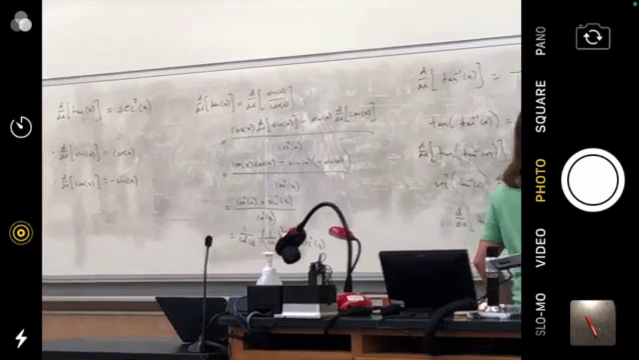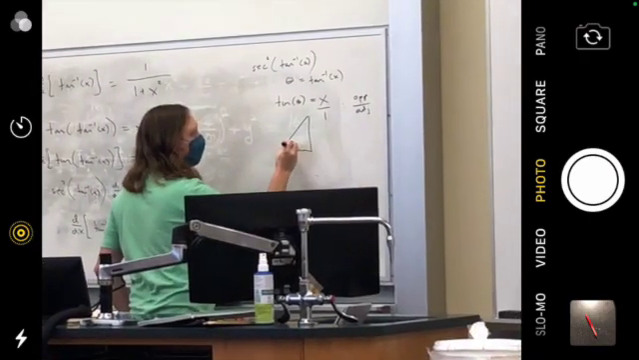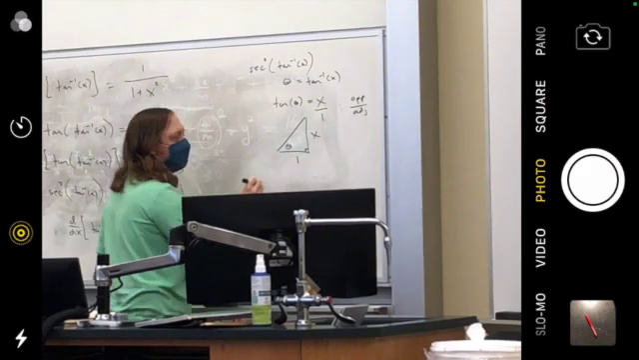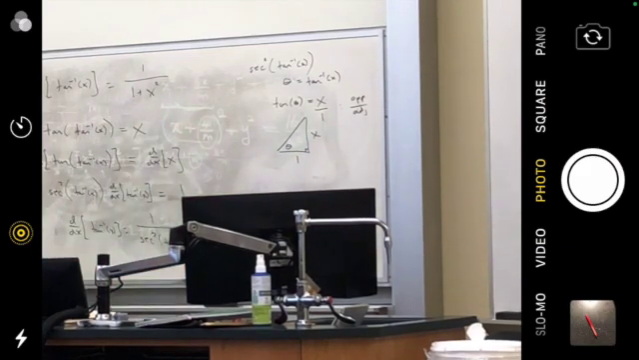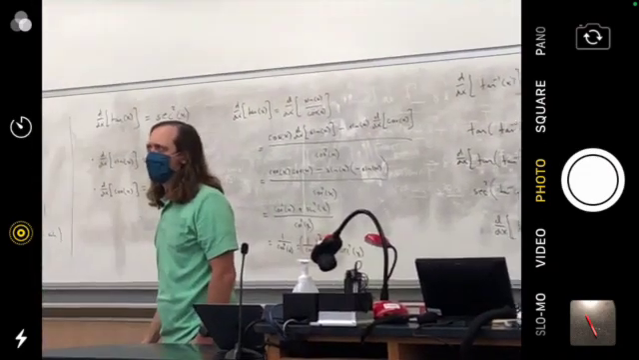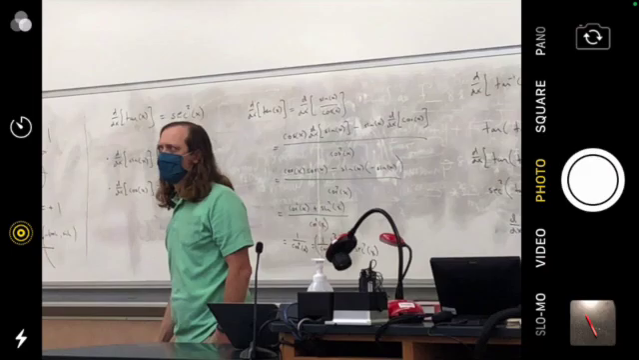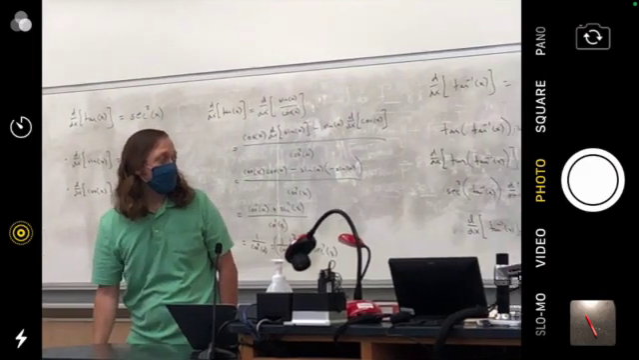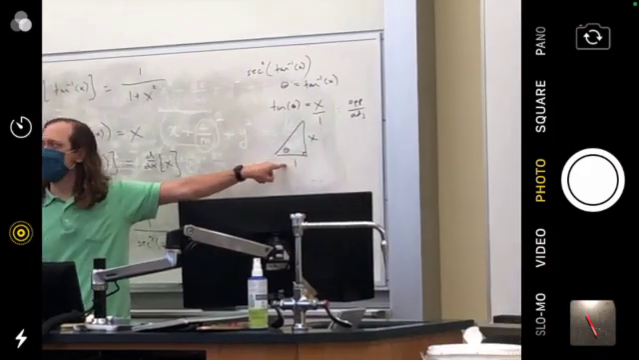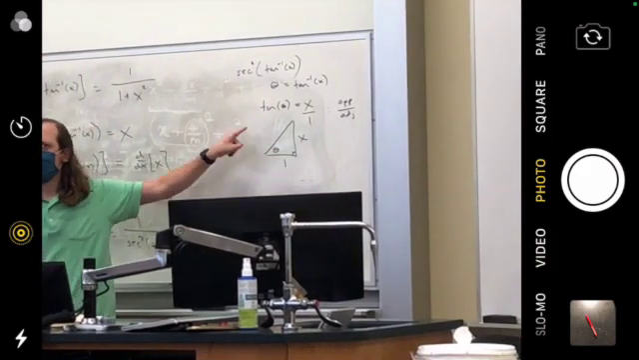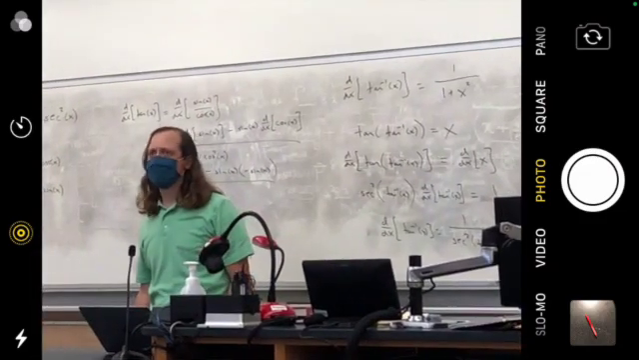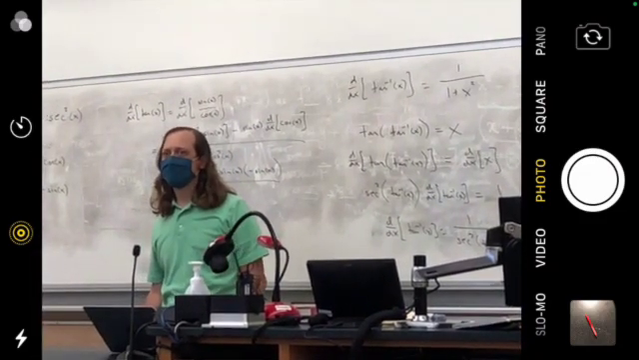What do I know about this angle? Tangent of theta must be x divided by 1. The opposite leg must be x, the adjacent leg must be 1. So I don't know what that angle value is, but if I take tangent of it, I should get this leg divided by this leg. What would my hypotenuse be?